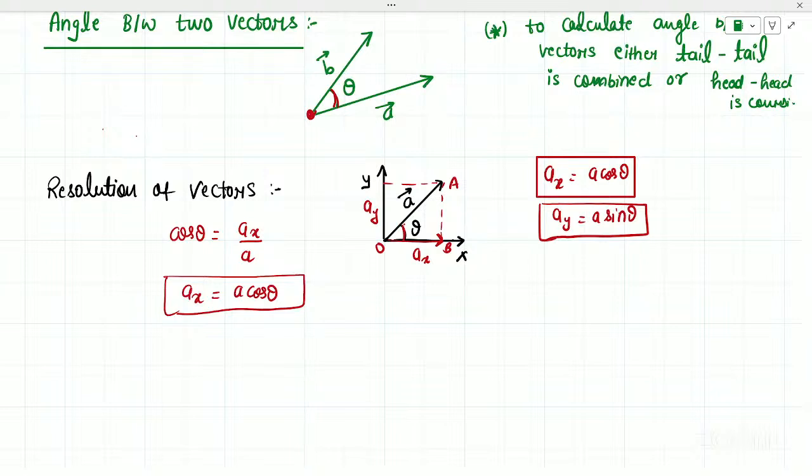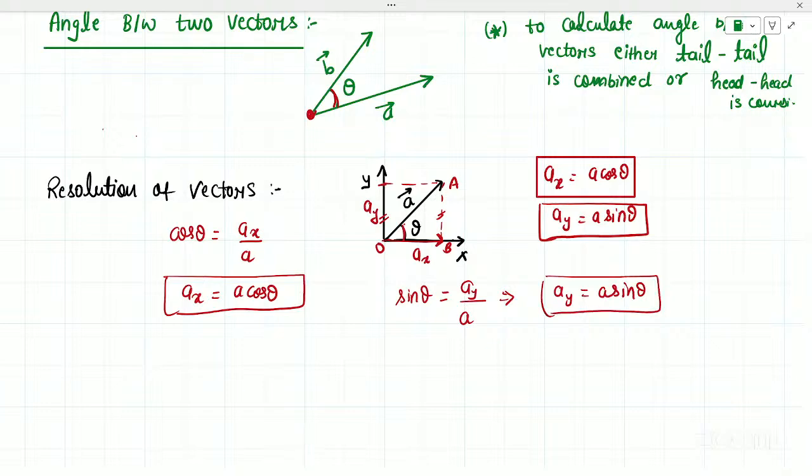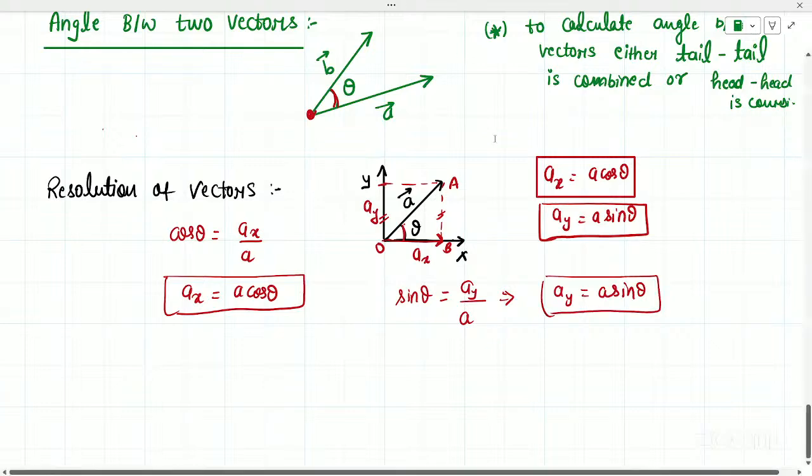Now, similarly, in the same triangle, sine theta is nothing but perpendicular upon hypotenuse. Now this perpendicular is parallel to this AY. So we can say that sine theta is AY upon A, so AY is equal to A sine theta. So this is how we have derived these AX and AY.